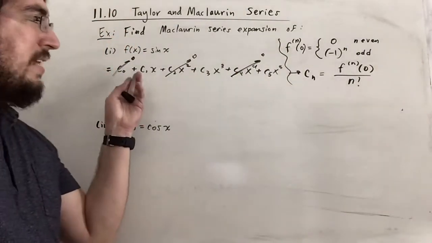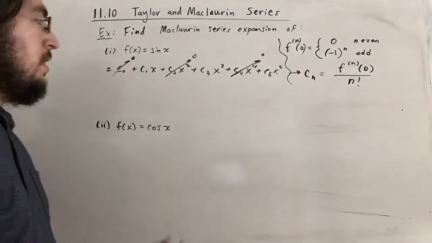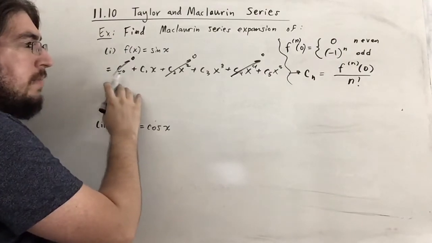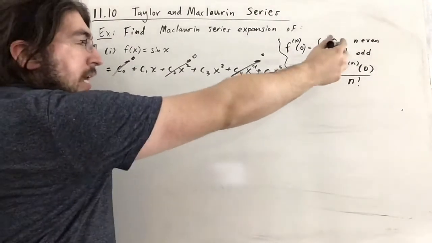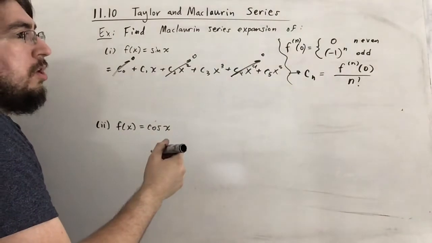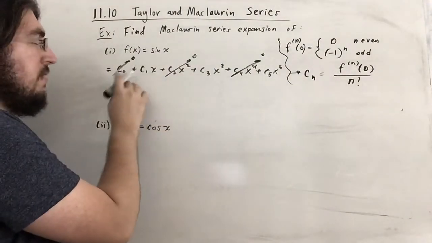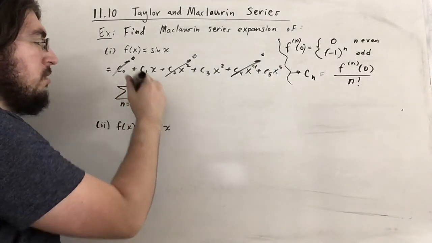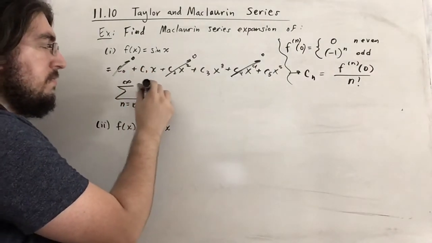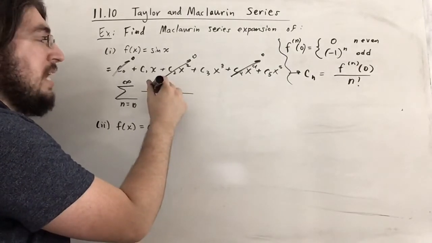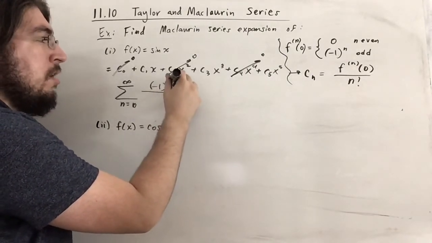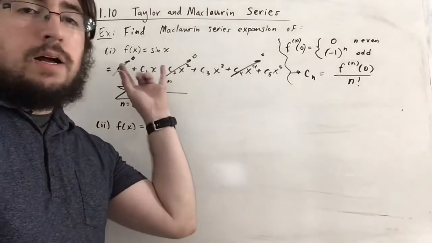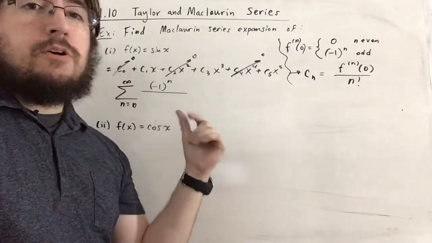And now what we have is c sub odd numbers. So really what we can do is write this, and also they alternate in sign because of the negative 1 to the n part. So really we can write this as the following. We can write this as the sum from n equals 0 to infinity of negative 1 to the n over, I want to say n factorial, but remember the only existing terms here are the odd ones.